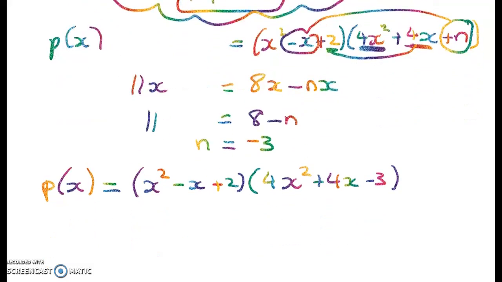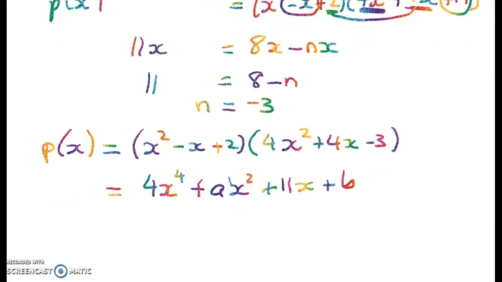Now, what were we asked to figure out? Well, we started off by saying that P of x was equal to this polynomial, 4x to the power of 4 plus ax squared plus 11x plus b. So we need the coefficient of the x squared term.